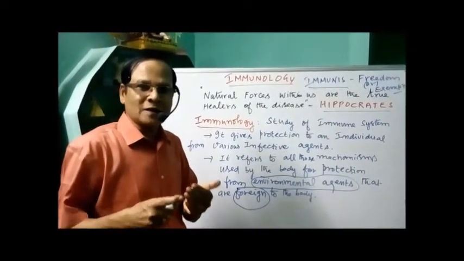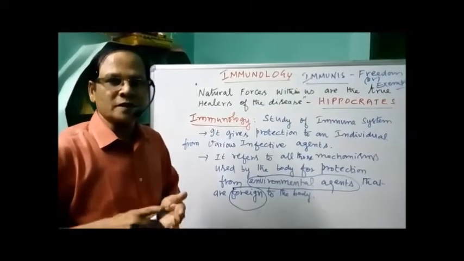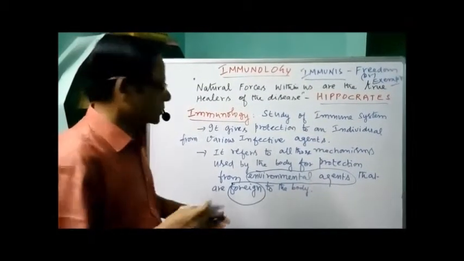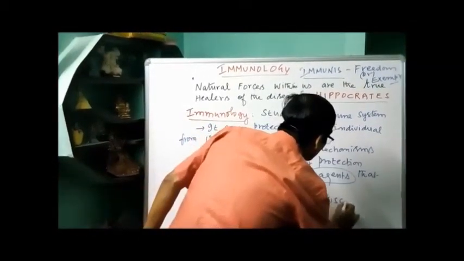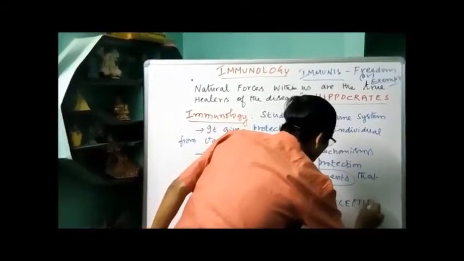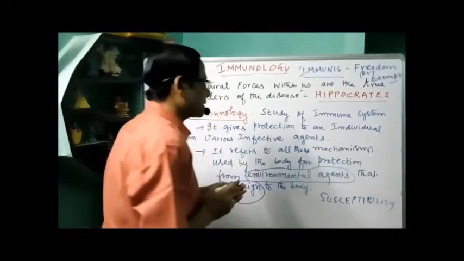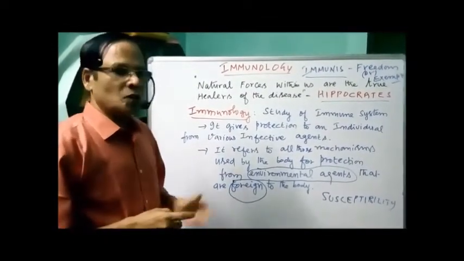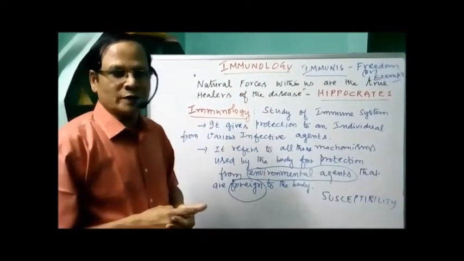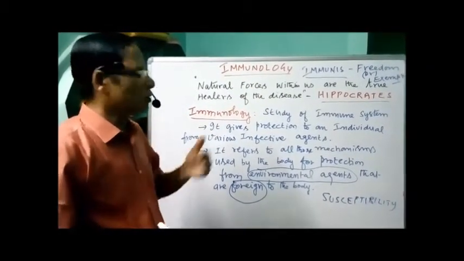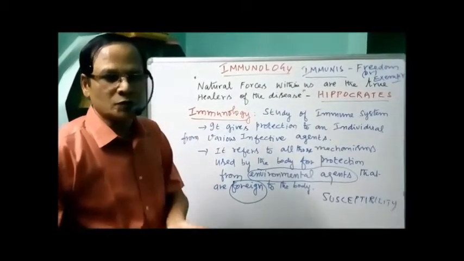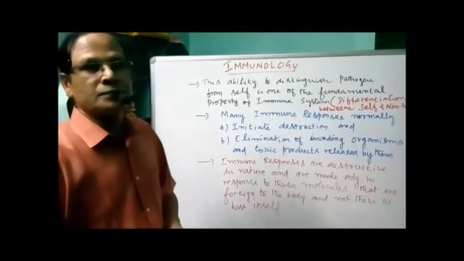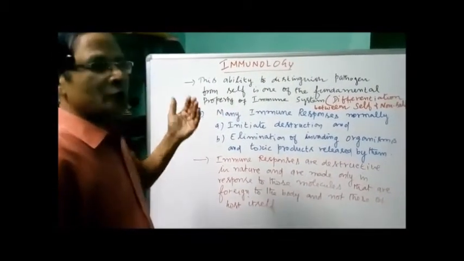If a person is lacking immunity, he is called susceptible to a disease. So lacking resistance to disease is called susceptibility. This is nothing but lacking resistance to disease. That is called susceptibility. And normally the immune system is highly specific in working against the pathogens, giving resistance to the body. We'll discuss one by one in this lesson. Let's continue further.